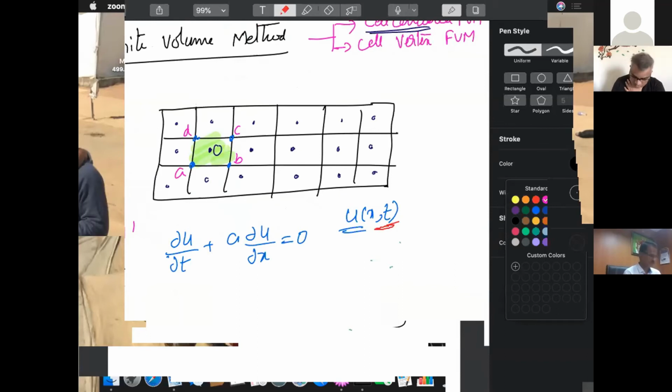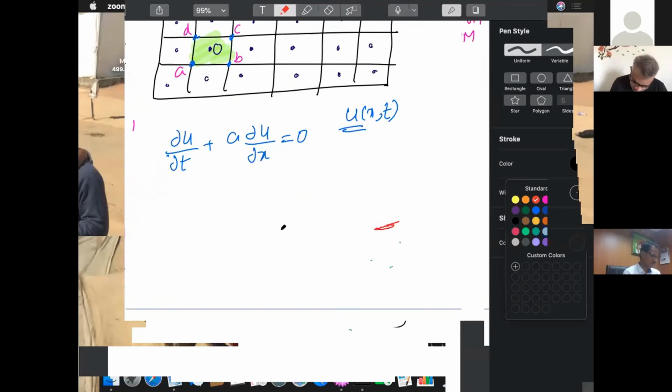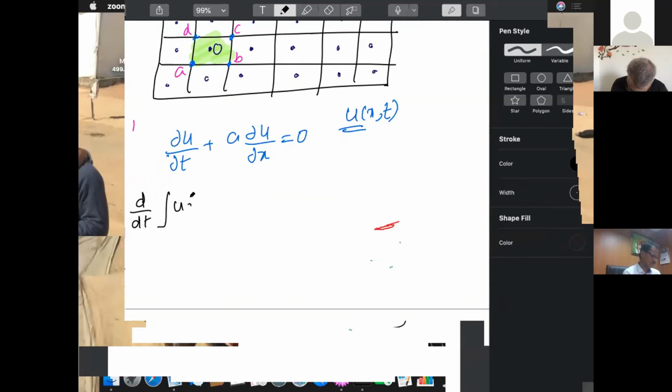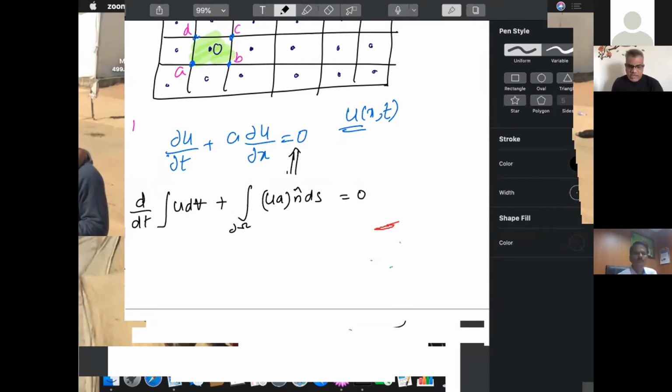Okay. Now there is a problem here. So what you do is you have to do the space-time integration for this. So the governing equation in the finite volume method for this case, the same wave equation, is written like this: d by dt of integral u dv plus integral u a n ds equal to 0. These are two different equations. I just wrote the same equation in integral form.